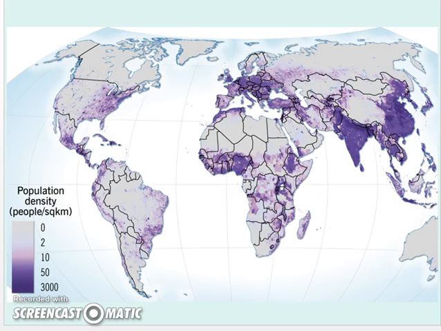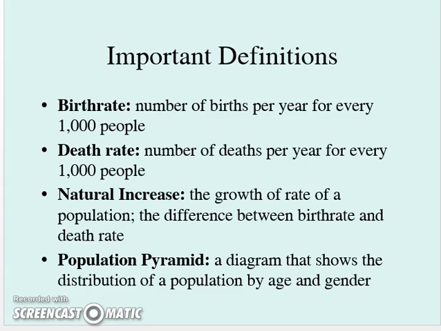You can see that they're very, very dark purple. And then in North America, you can tell that most people live in the eastern parts of the country.